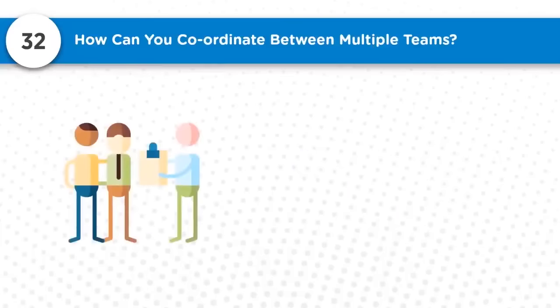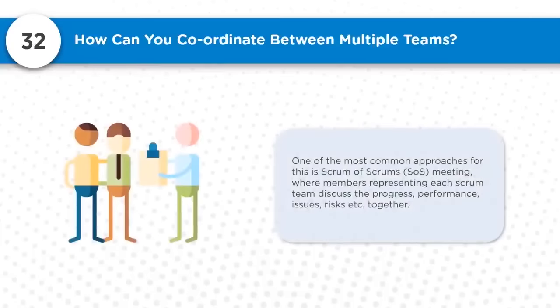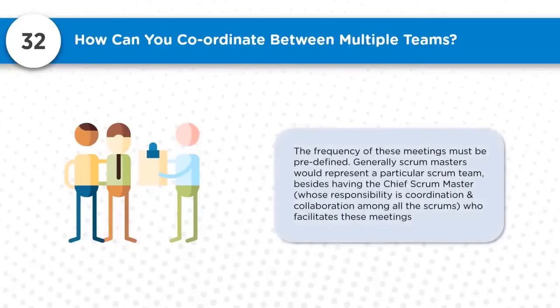Now question number 32, how can one coordinate between multiple teams? One of the most common approaches for this is the Scrum of Scrums meeting, where members representing each Scrum team discuss the progress, performance, issues, risks, etc. together. This is a complex structure you are speaking about. The frequency of these meetings must be predefined and well articulated. Generally, the Scrum Master would represent the particular Scrum team, and on behalf of that team they would go and represent in the meeting. Besides, there is a Chief Scrum Master, who is responsible for coordination and collaboration among all Scrums and who facilitates these meetings.